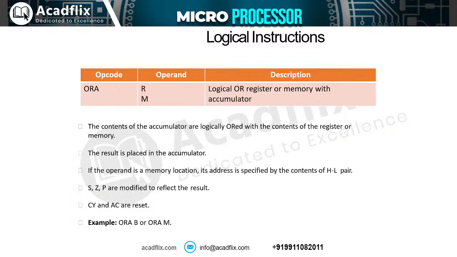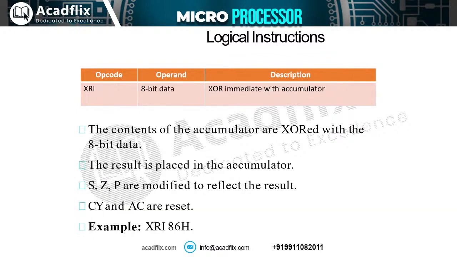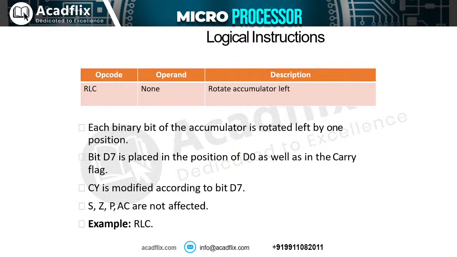So XOR operation, or immediate, XOR accumulator, XOR immediate. Okay, then we have rotate left with carry, rotate accumulator to left. RLC means rotate accumulator to left, so with carry. Okay, so bit D7 is placed in the position of D0 as well as in the carry flag.